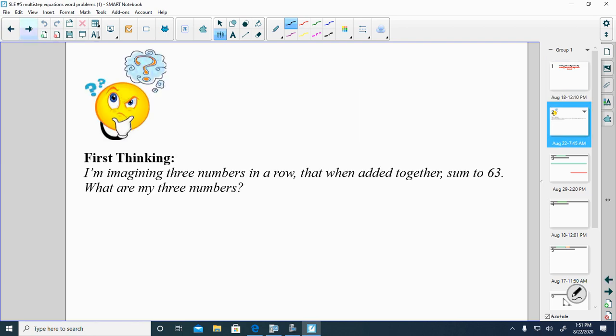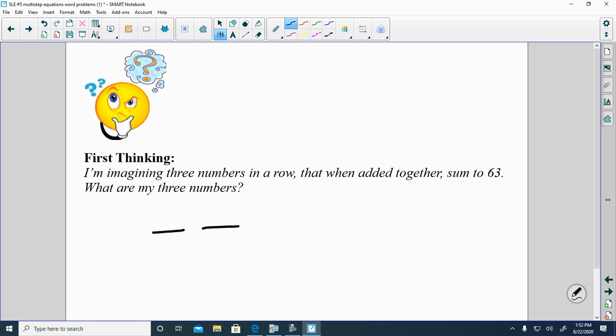All right. Imagining 3 numbers in a row. Okay, so this is a little different. This is just getting our thought process going. Imagine 3 numbers in a row. When we add them together, we get 63. So 3 numbers in a row would be like 4, 5, 6, or 20, 21, and 22, or 350, 351, 352. So we have to think about this. We have these 3 numbers in a row.